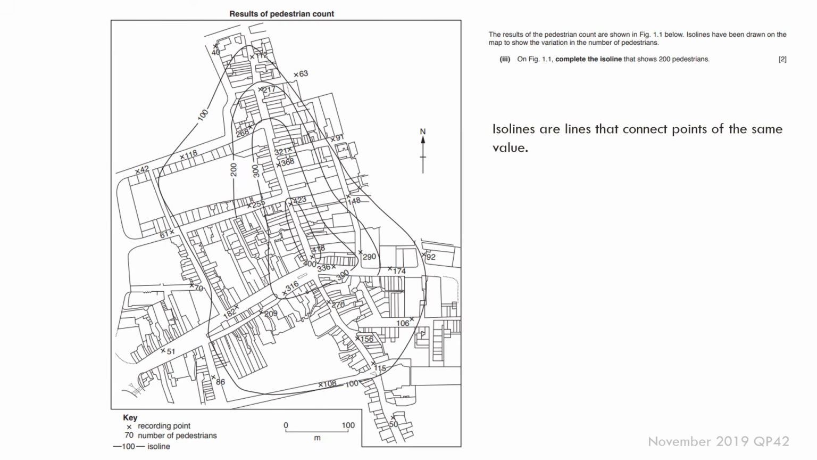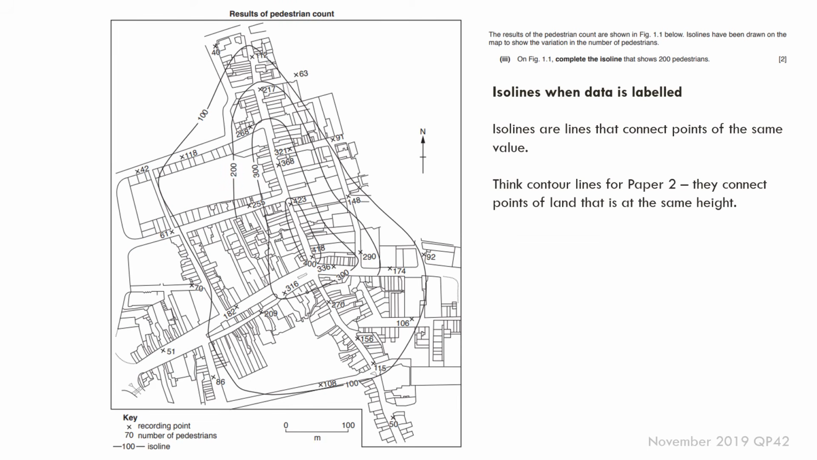So like I said, isolines are lines that connect points of the same value. Think contour lines for paper 2, they connect points of land that are at the same height. So here, I have to draw and complete the isoline that shows 200 pedestrians. Now, how will I go about doing that? Well, it's already been drawn for us, so I need to complete it.